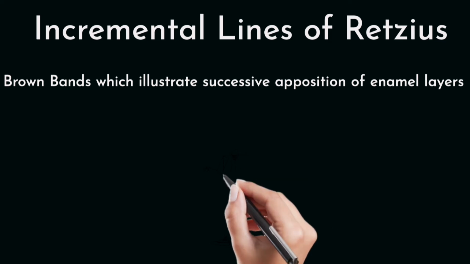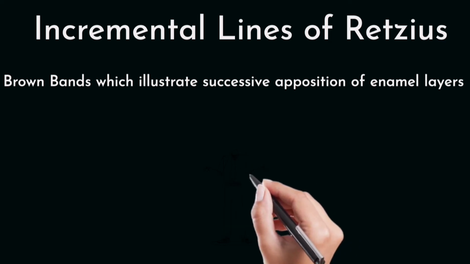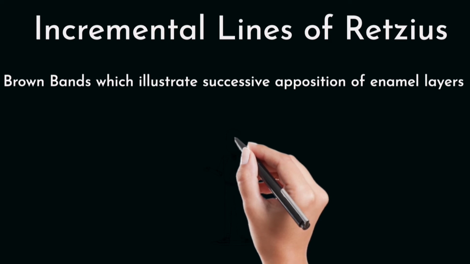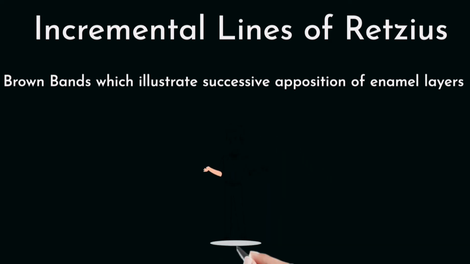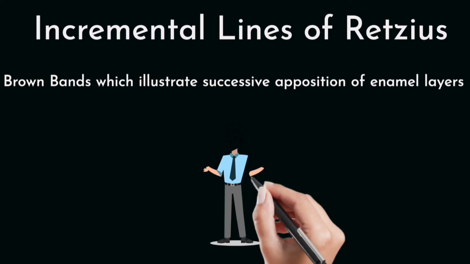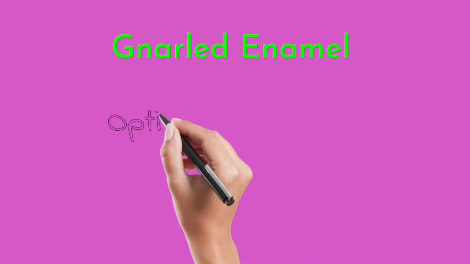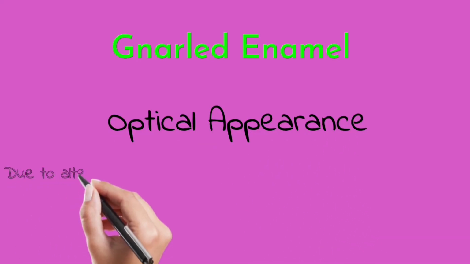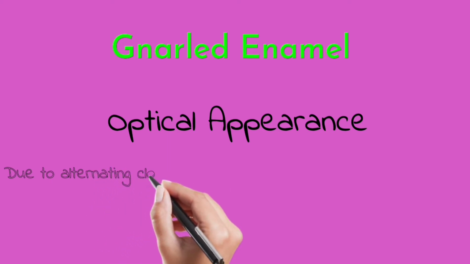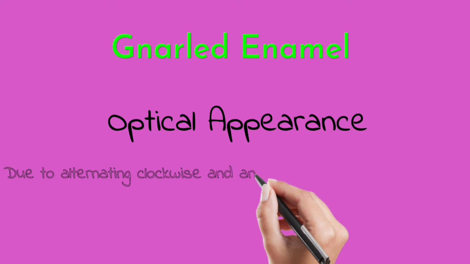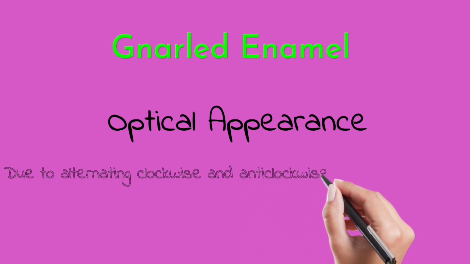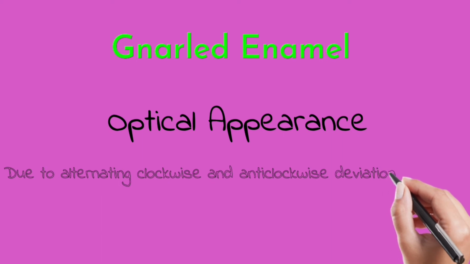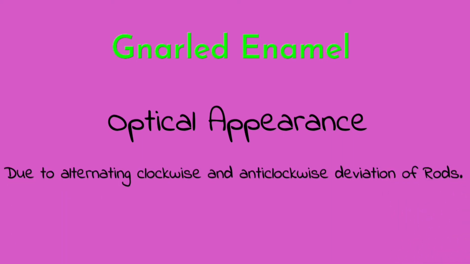Now moving on to the next topic, that is gnarled enamel. So what is gnarled enamel? It's a very important question as per the Viva. Gnarled enamel is nothing but an optical appearance. We need to know that the Hunter-Schreger band is an optical phenomenon, but gnarled enamel is an optical appearance due to the alternating clockwise and anti-clockwise deviation of the rods from the radial direction.